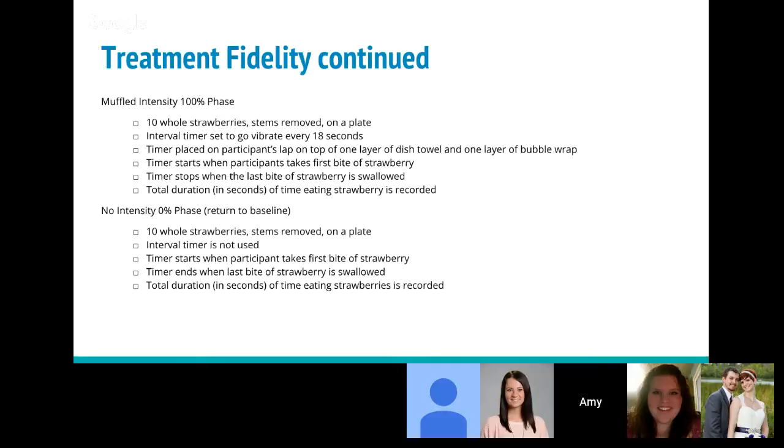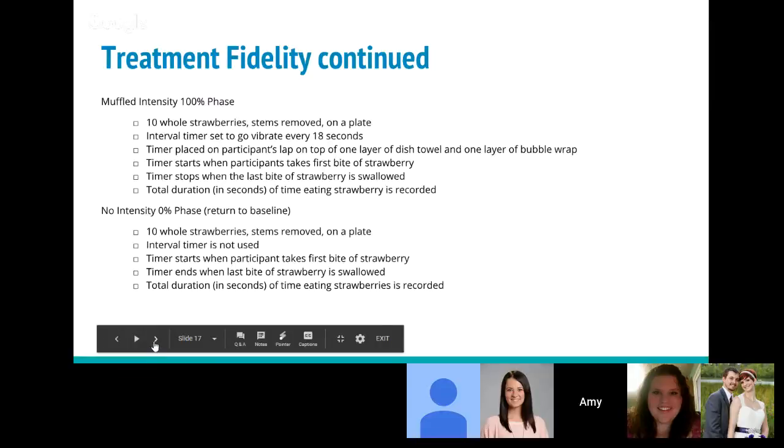And then last phase is no intensity, 0% phase, in which we return to baseline, which is 10 strawberries. Interval timer is not used. It starts when the participant takes the first bite of strawberry and ends when the last bite of strawberry is swallowed, and it's taken in seconds.